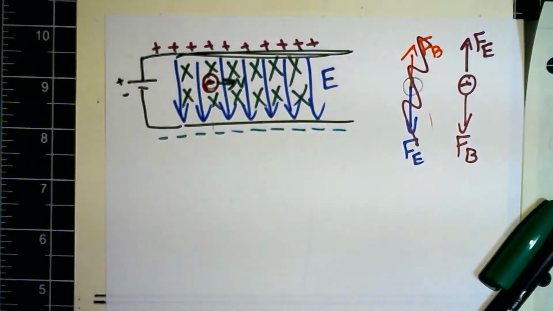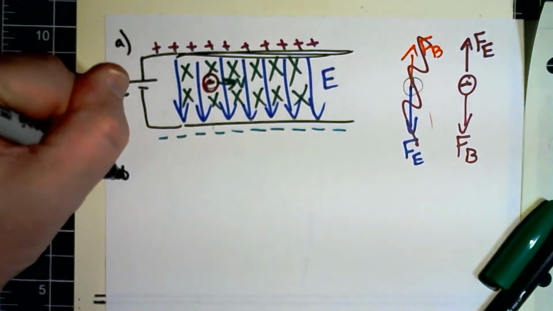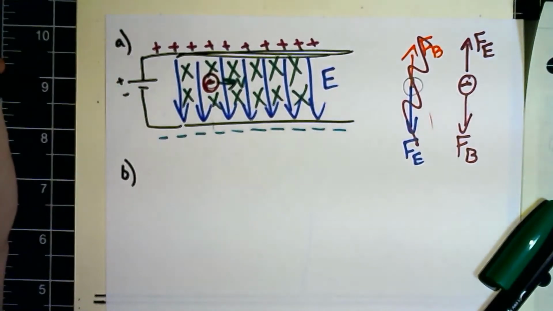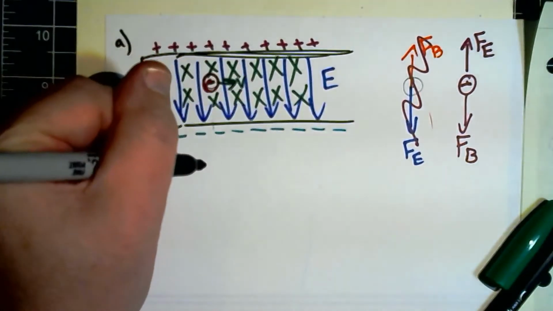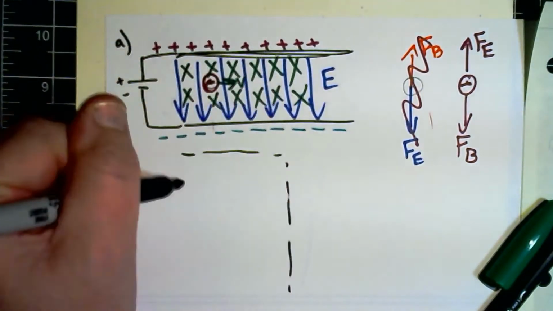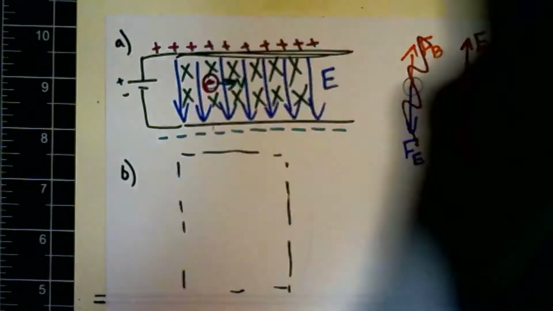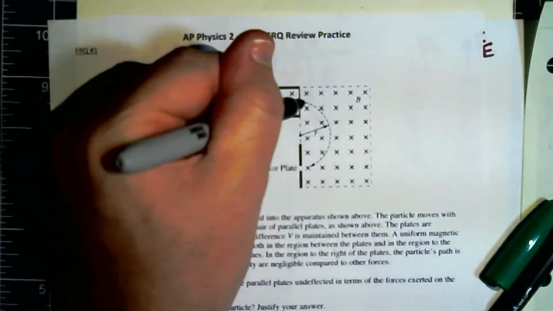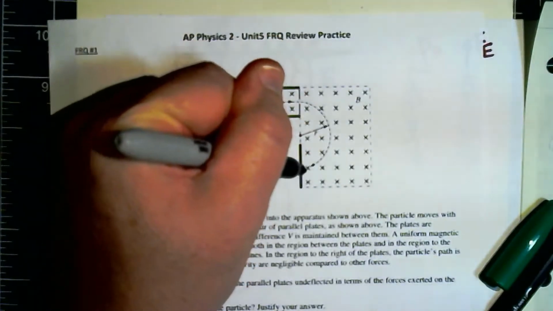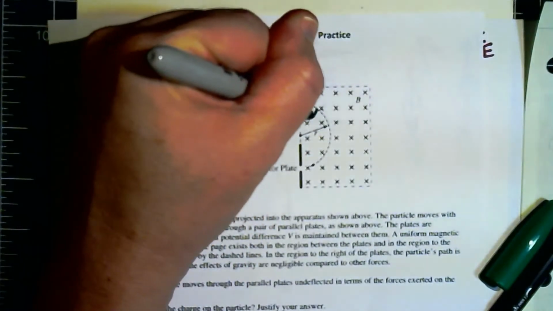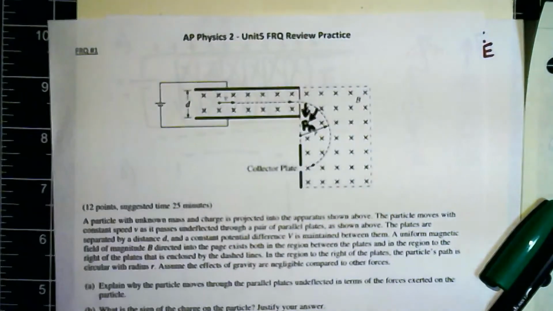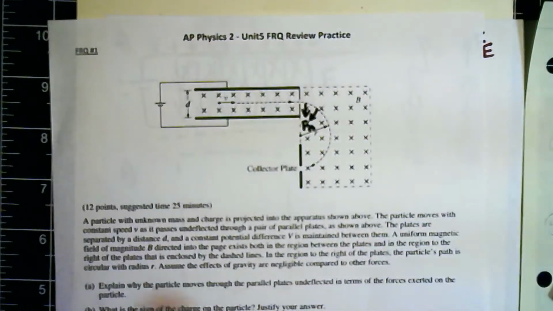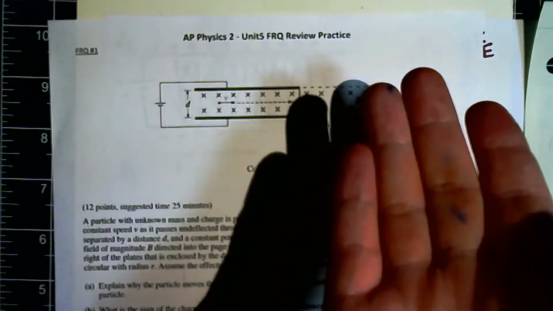Question B says, what is the sign of the charge on the particle? Well, you can't tell from this. It could be positive or negative. But if you look in the region to the right, over here, that charged particle turns to the right. Okay, so that means that there had to have been some kind of a magnetic force that pushed it down. Well, the only way for that to be true is if that charged particle moving to the right, exiting that thing, was negative.